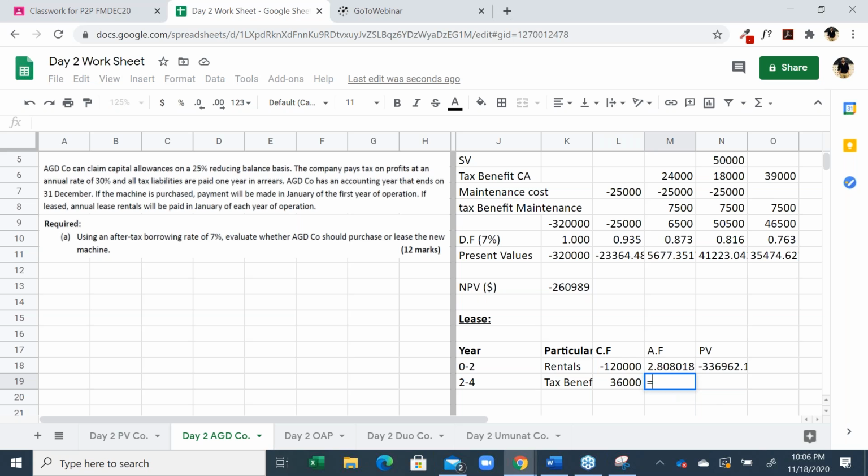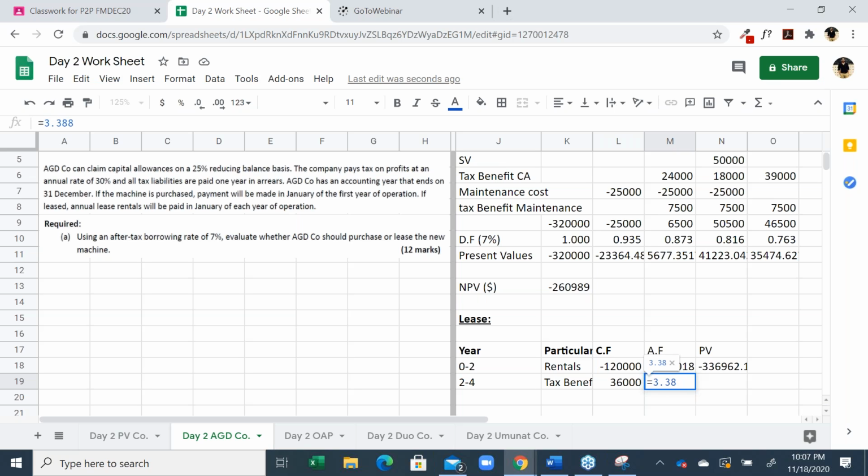Can anybody help me out with this? Just look at your annuity factor table and tell me the 4th year annuity factor at the rate of 7%. It's 3.170. Are you people sure? What is the annuity factor at 7% for year 4?